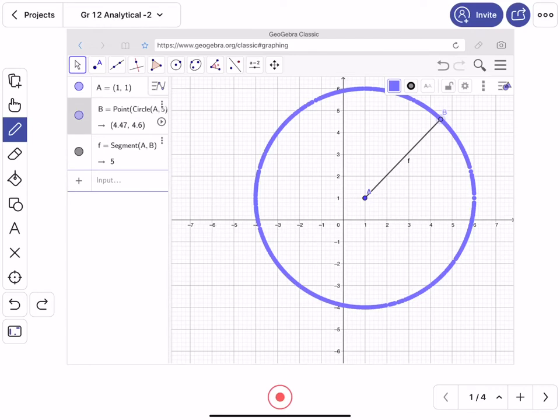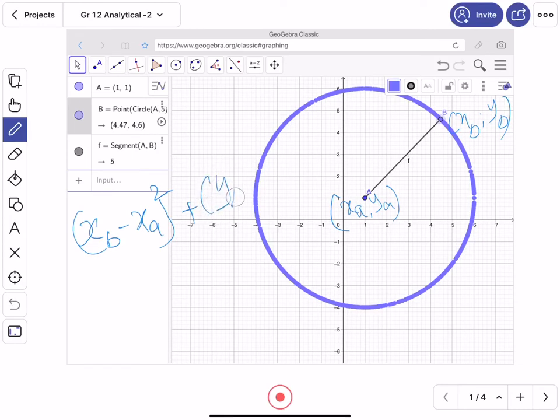So this is my center. I call them A and B. My center, I can call it X of A and Y of A, and I can call this X of B and Y of B. What's the distance AB? It is equal to the radius. Agreed? So what is my radius now? My radius is the square root of XB minus XA, the whole squared, plus YB minus YA, the whole squared. I'm applying the distance formula actually.